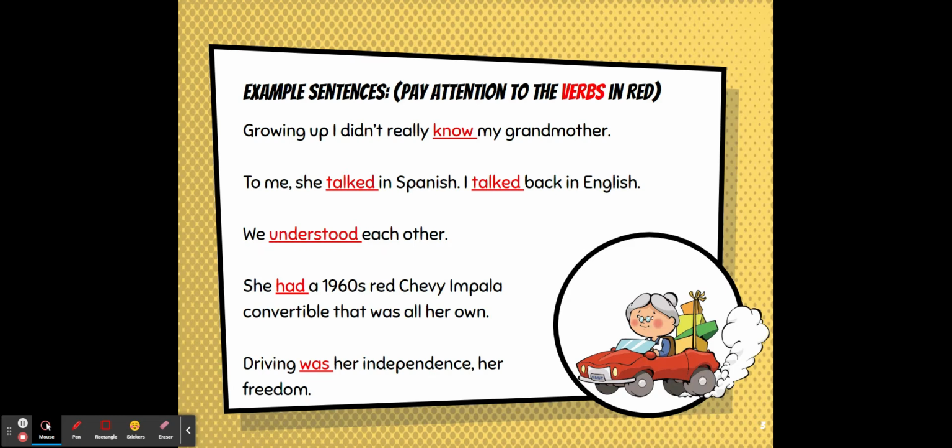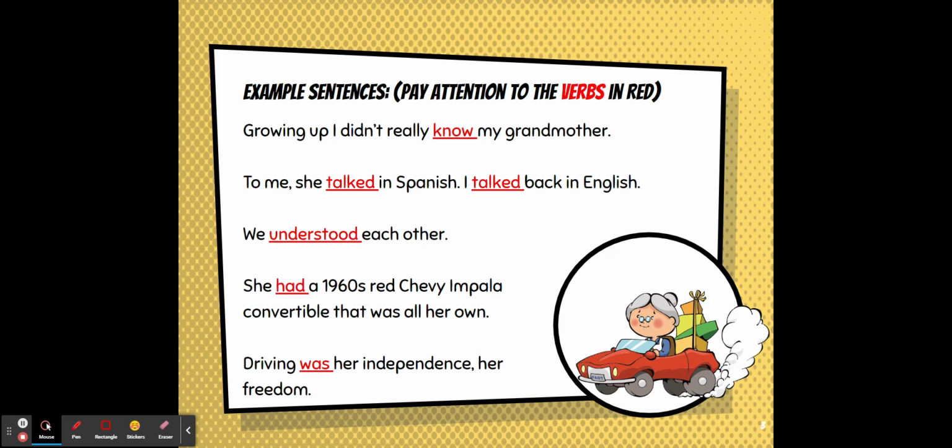Here are some example sentences showing how you would use these. Growing up, I didn't really know my grandmother. The underlined verb know here is describing the subject's state. The I in her sentence didn't know her grandmother. So that's something about her state of being. To me, she talked in Spanish. I talked back in English. Talked here is an action verb. It's describing what the she is doing.